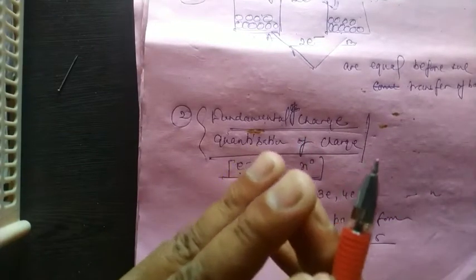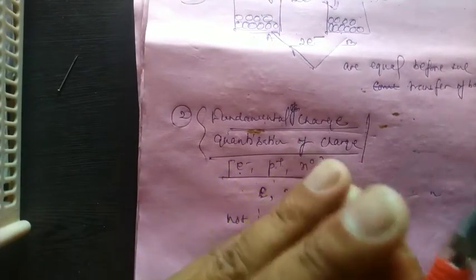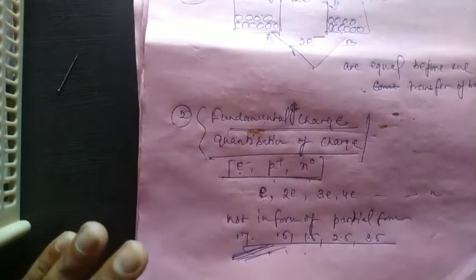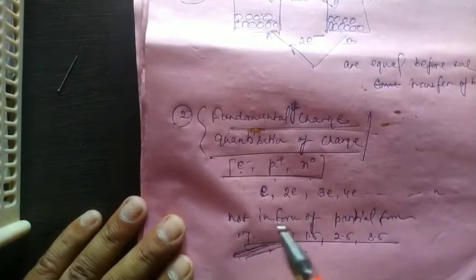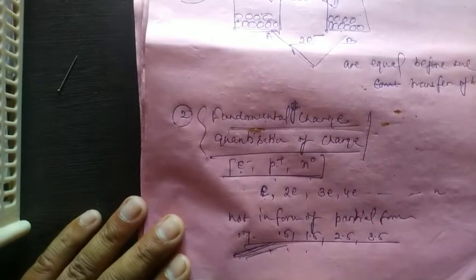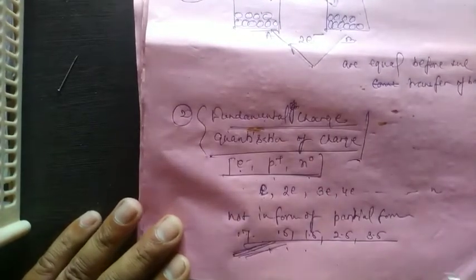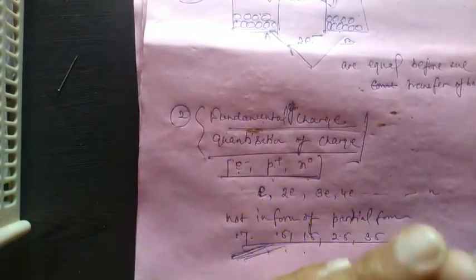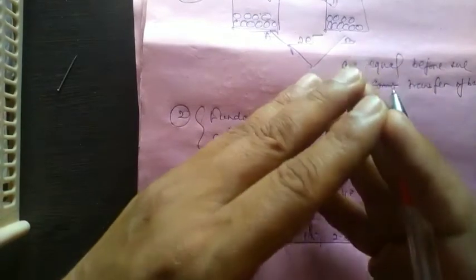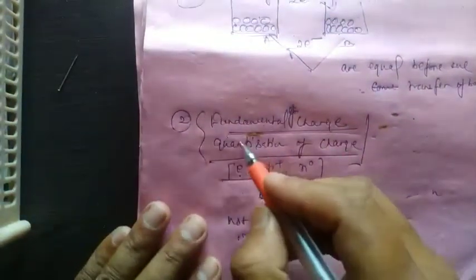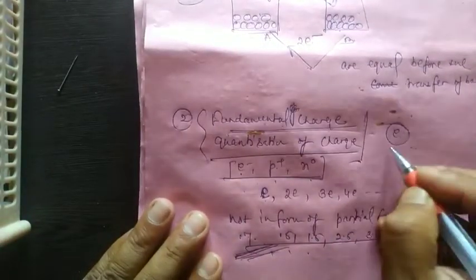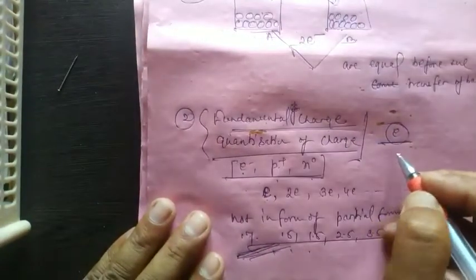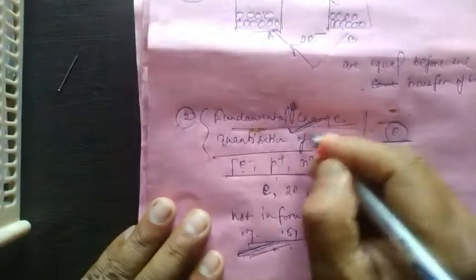Different types of elementary particles have different types of charge. This is the smallest charge. No charge can be smaller than this. This minimum quantity of charge is known as the fundamental charge.